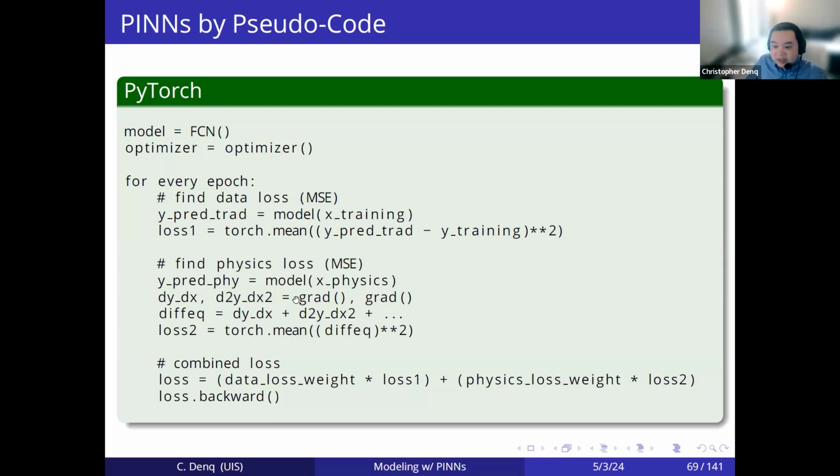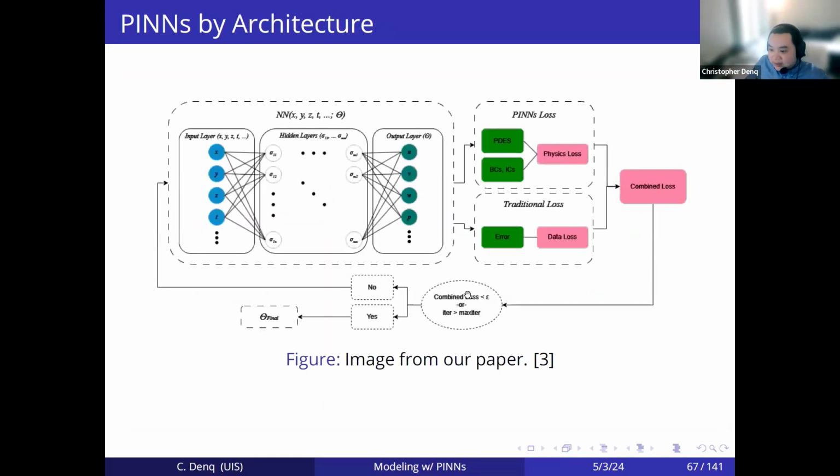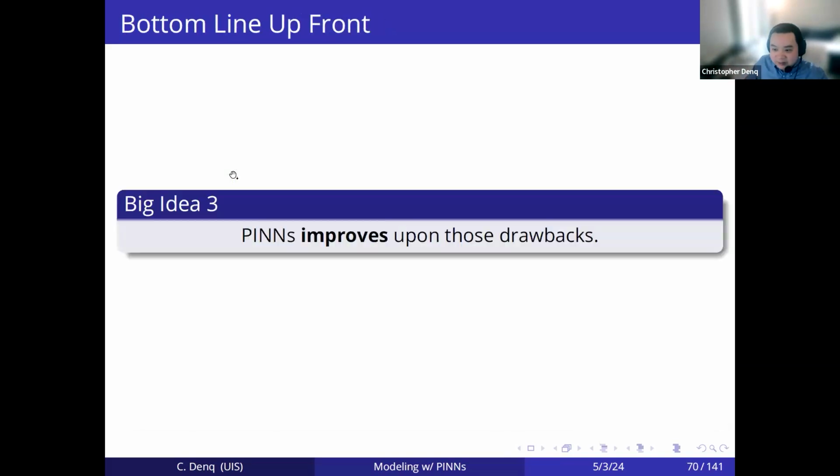And then again, mean squared error. We're going to combine both of these losses, loss 1, loss 2, down here, and they're going to have different weights. Typically, they're going to be the same weight, so they're both 1 in this case, but we can adjust them in our models to have different results, right? So we combine the two losses, and then we backpropagate here. Backpropagation is where we pass the combined loss back into the model so that the PINN model can learn from its results. All this is to say, this leads us to the third big idea of today's talk, which is that PINNs drastically improve upon those drawbacks I talked about earlier. They improve upon the traditional model.